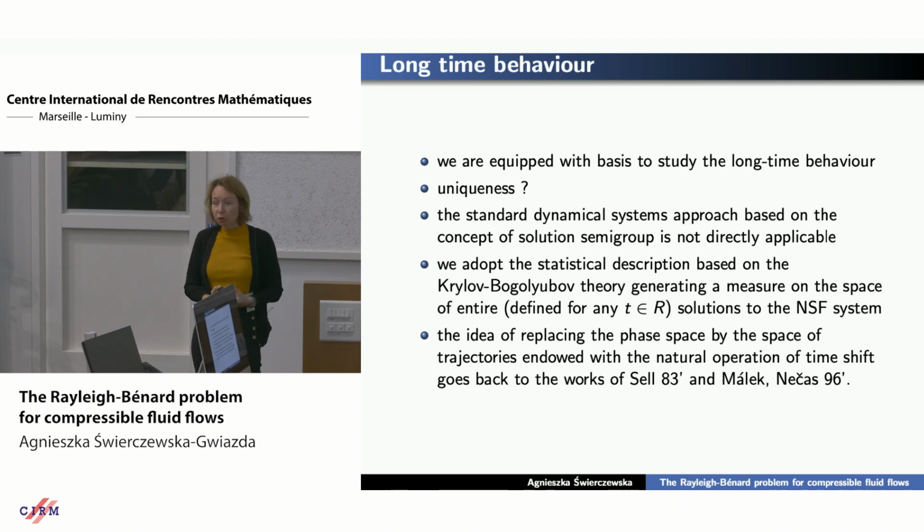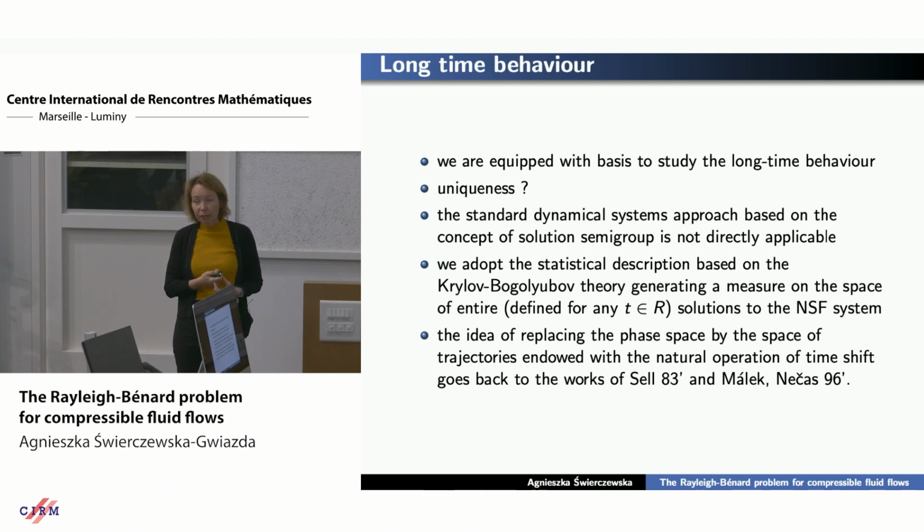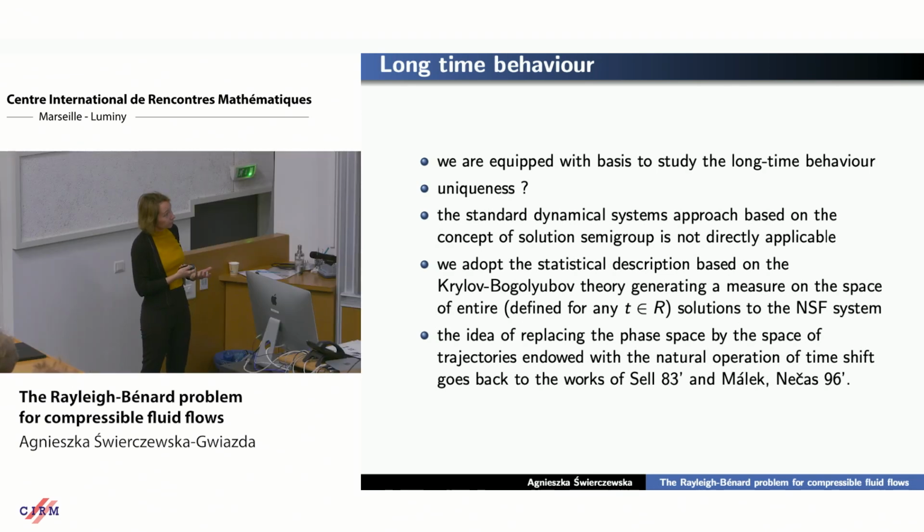Good. So, and what about uniqueness? Well, it may happen that solutions are not unique. Anyway, we don't have the proof of uniqueness. So that's why, if you think about attractors in the very standard approach, like for dynamical systems, based on the concept of solution semigroup, this is not directly applicable, but we go a different way. As you will see, we use the statistical description based on Krylov-Bogolyubov theory, and we will be generating a measure on the space of entire solutions for the Navier-Stokes-Fourier system. So we will not really look at the phase space, but we'll look at the space of trajectories.